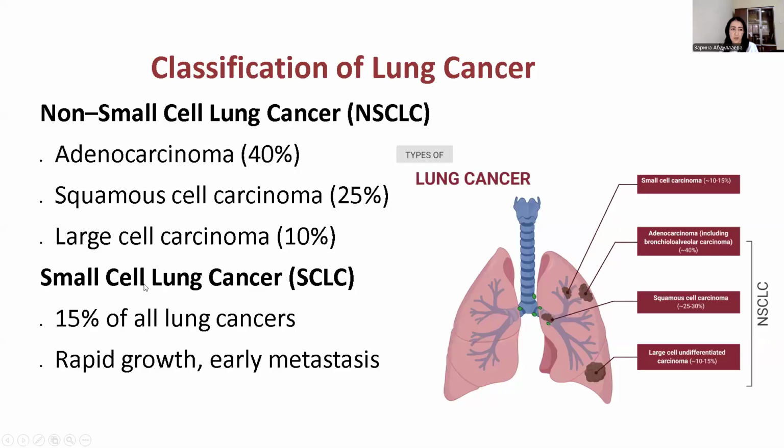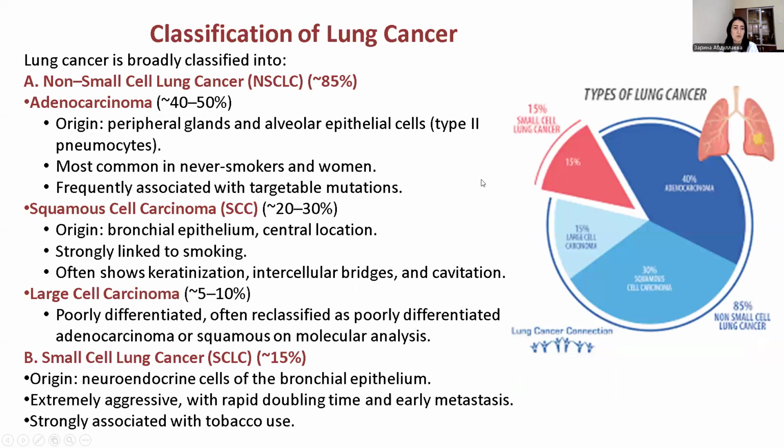About classification of lung cancer, mainly we have two types. It is non-small cell lung cancer, which has three other types, and small cell lung cancer. Non-small cell lung cancer divides into three groups. It is adenocarcinoma, squamous cell carcinoma, and large cell carcinoma.